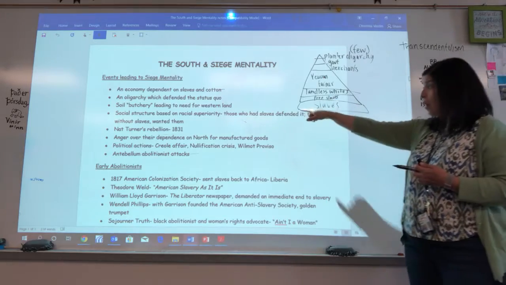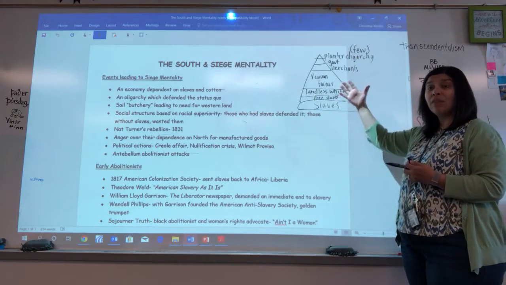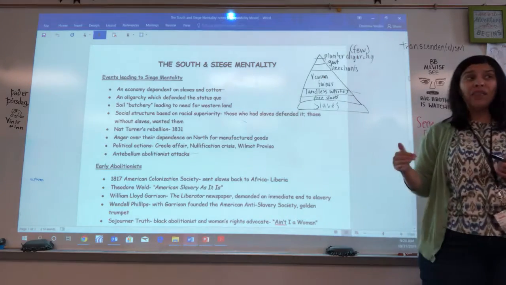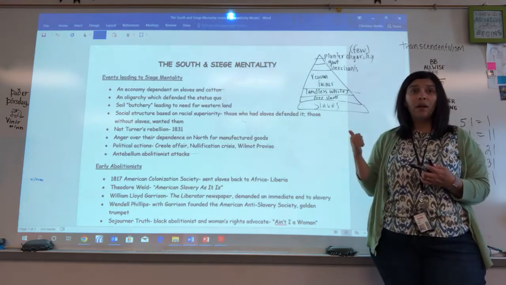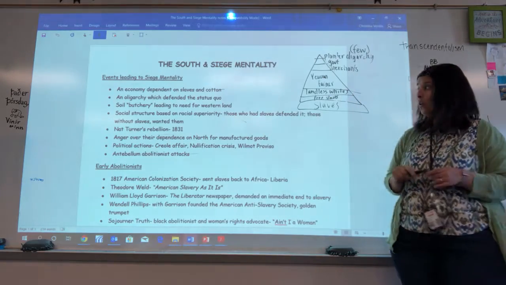And is it based on racial superiority? And those people who have slaves will defend it, but even those people who don't have slaves, will they defend the social order? Because that keeps them what? Above, and they hope one day to own a slave.